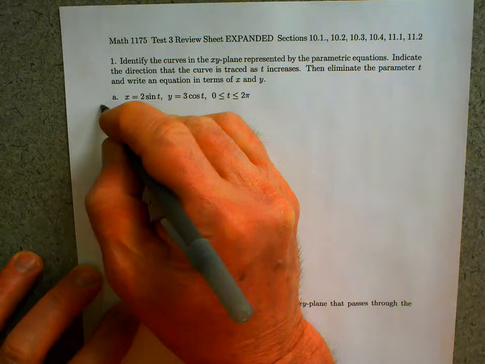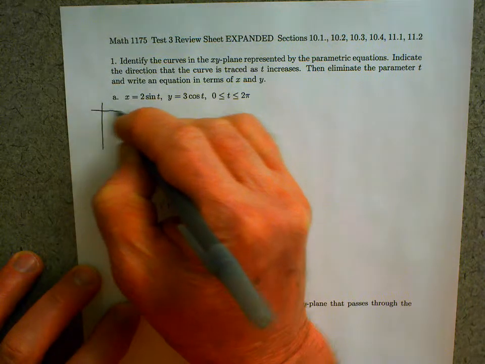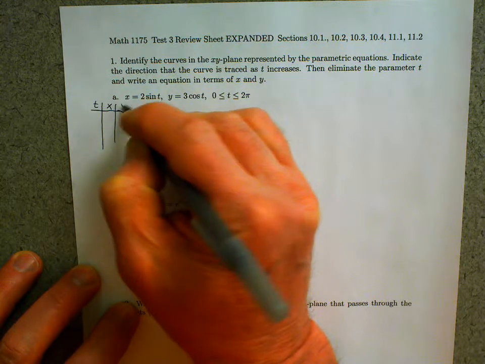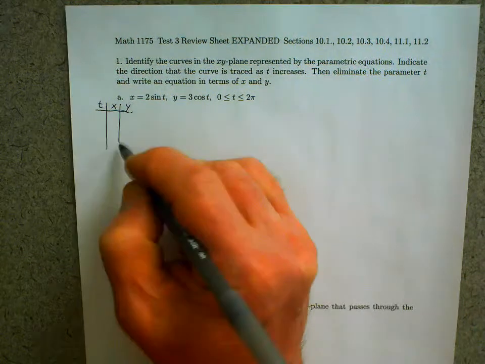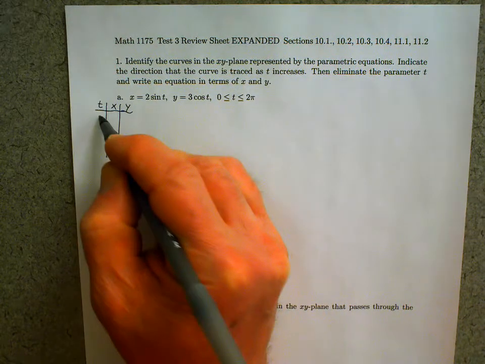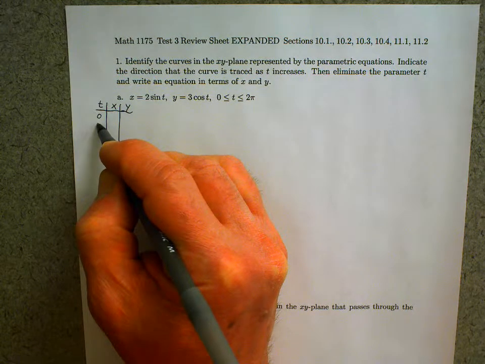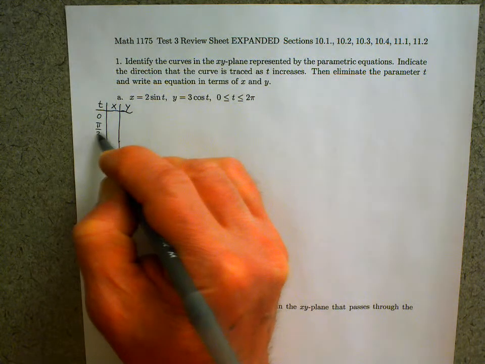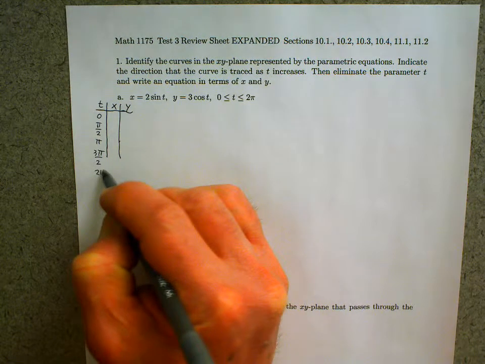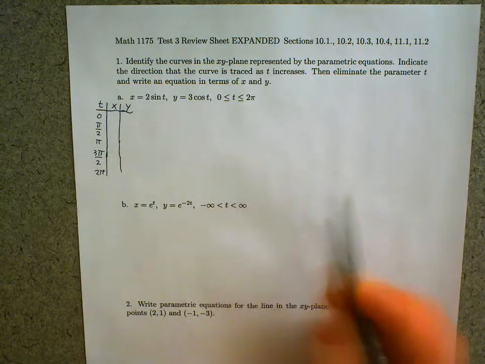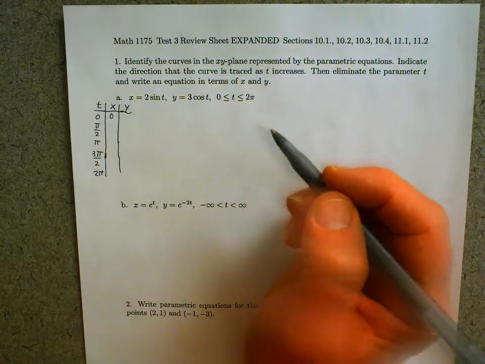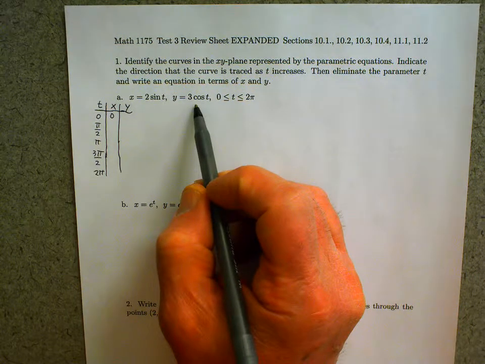If we plot a few points, we'll pick some t values and find the corresponding x and y values. Okay, so t ranges from 0 to 2 pi. So we'll start with 0, pi over 2, pi, 3 pi over 2, and 2 pi. The x-coordinate is 0 because sine of 0 is 0. The y-coordinate of the first point is 3.